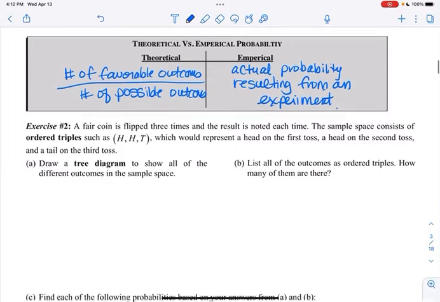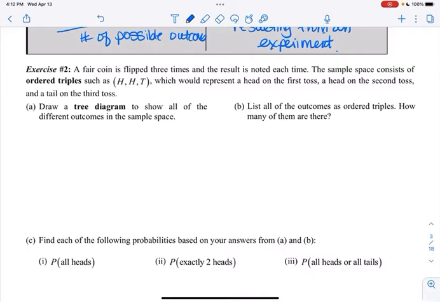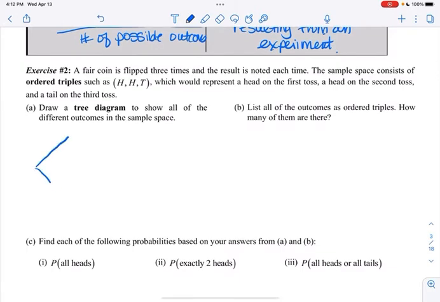A good way to show different outcomes is from a tree diagram. The first coin I flip, there are 2 possibilities. I can get a head or a tail. Now the second coin I flip, if I got a head the first time, the second time I can still get a head or a tail. If I got a tail the first time, the second time again you could still have a head or a tail.